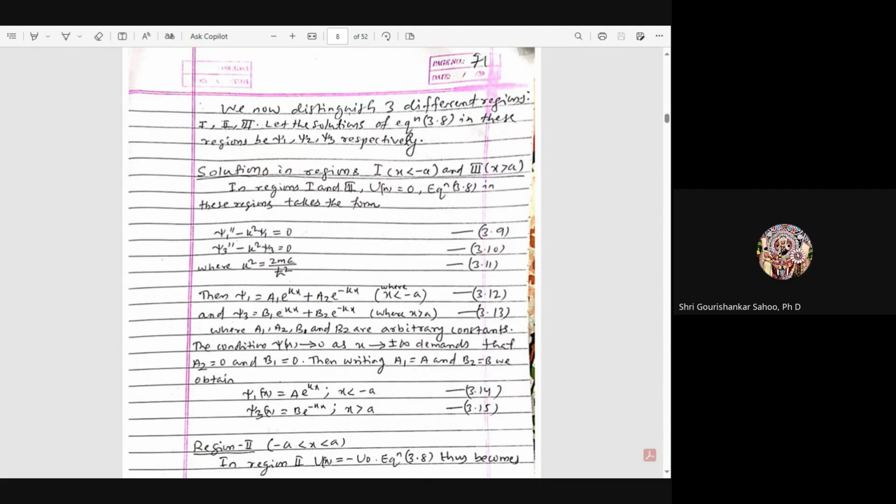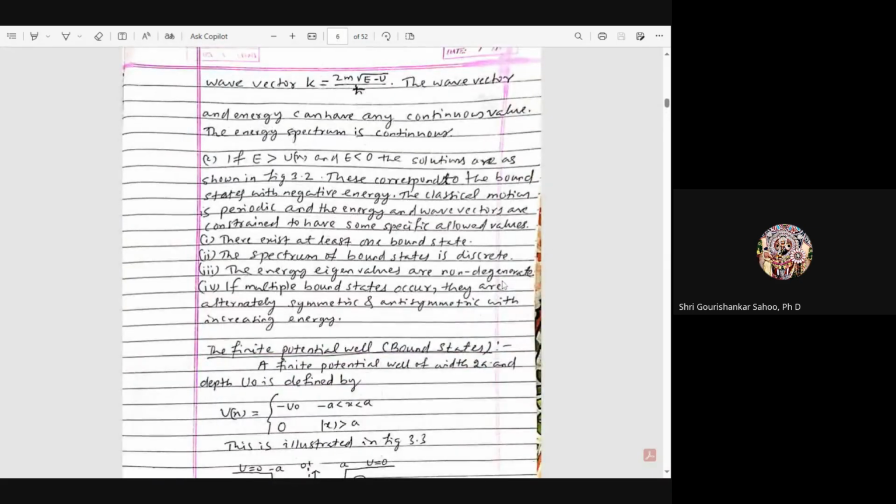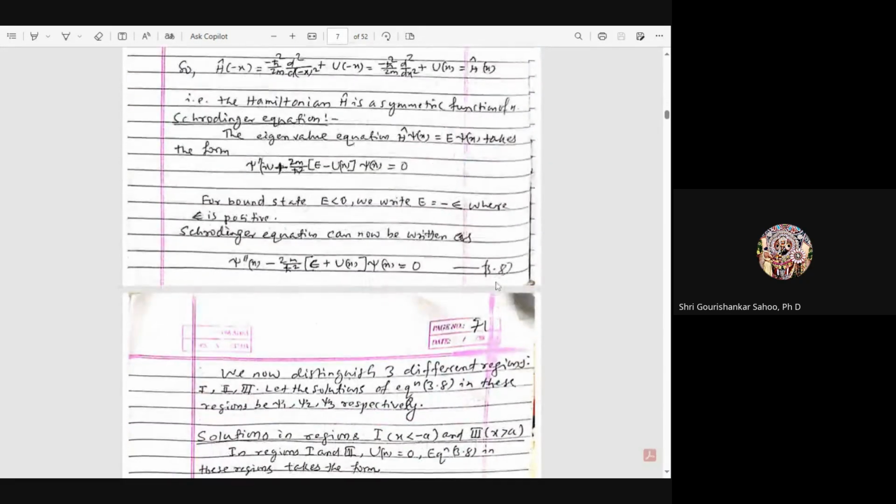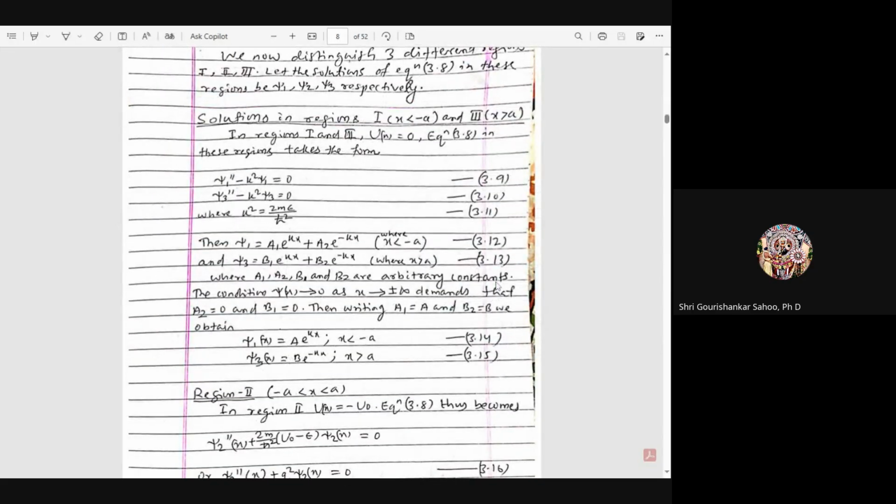So we now distinguish three different regions, 1, 2, and 3, which I was explaining. In region 2, the potential is minus u0, and in regions 1 and 3, the potential is 0. So let us discuss regions 1 and 3, where the potential is 0.